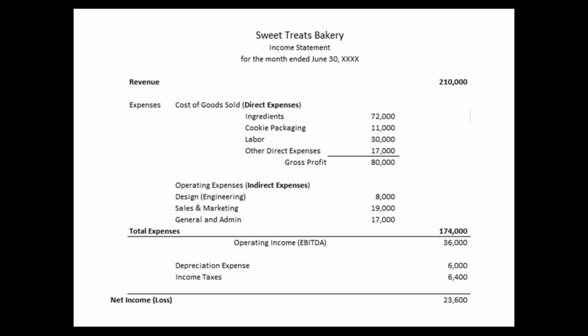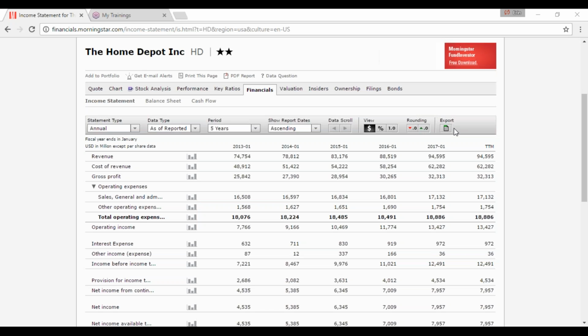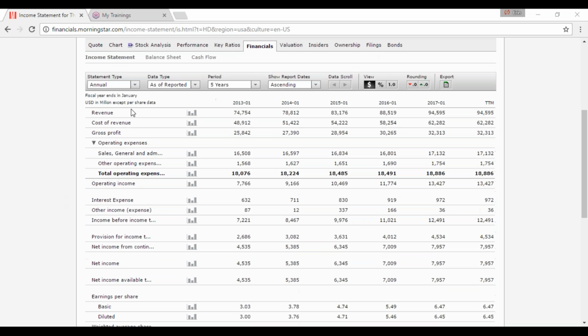So we're going to go ahead now and take a look at Home Depot's income statement, just to show you here that it's not too different than the simplified Sweet Treats Bakery we looked at. Here's the Home Depot here. Again, we're at morningstar.com, the same site we used for the balance sheet. They show here different periods across the top, and down the side those different categories and accounts we just talked about. I start with revenue up here.